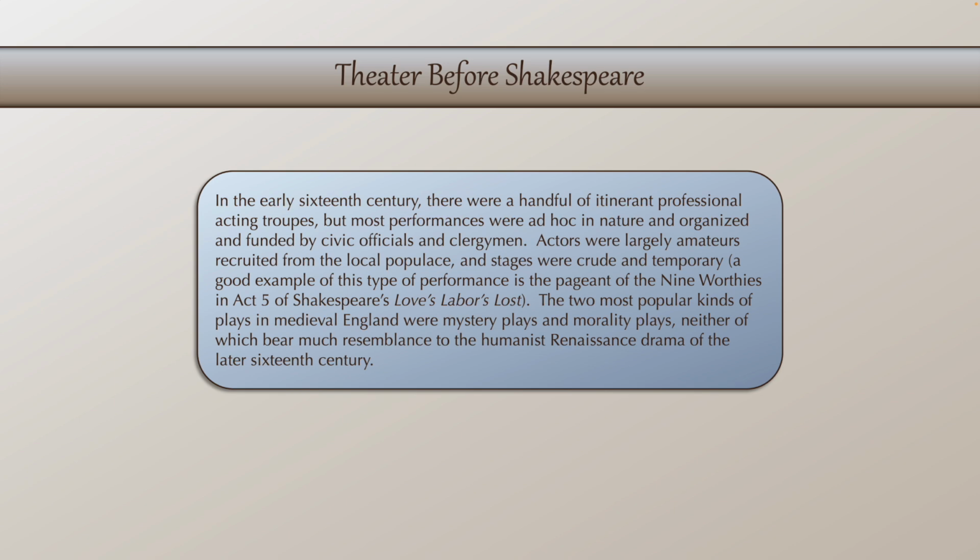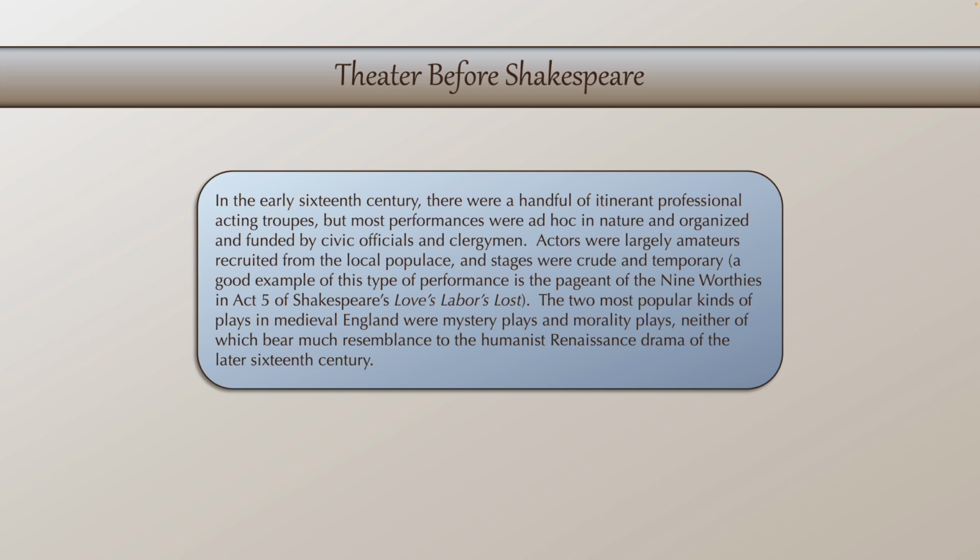have been ad hoc in nature, organized and funded primarily by civic officials and clergymen. Actors were largely amateurs, recruited from the local populace, and stages tended to be crude and temporary, and many of them were mobile. They could move on wheels. A good example of the type of performance that would have been seen at that time is the pageant of the Nine Worthies in Act 5 of Shakespeare's Love's Labour's Lost.